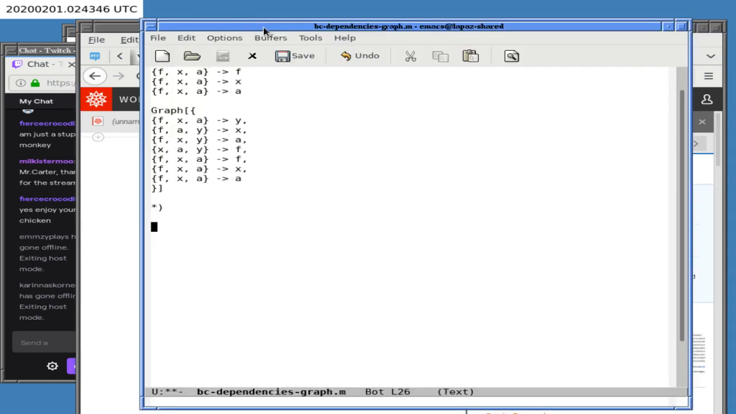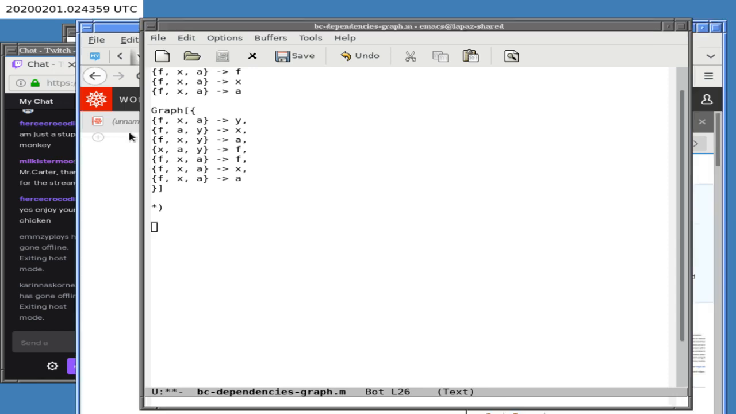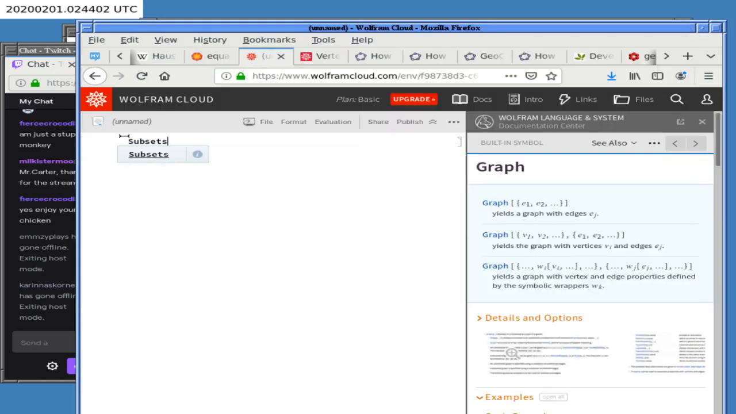So the first thing we want to do is, if we have a set, we want to look at all the subsets, and for each of those subsets, claim that each member is reachable from the subset. Well, we'll take a look here. Okay, so here we're just going to do something very simple. We're going to do subsets of A, B, C, D. There's going to be 16 of them.